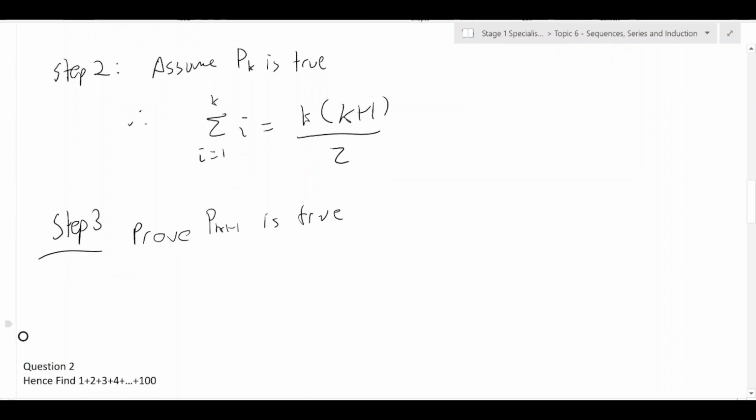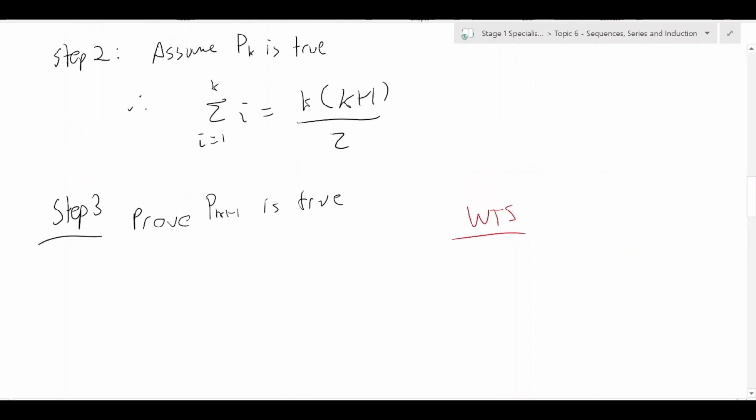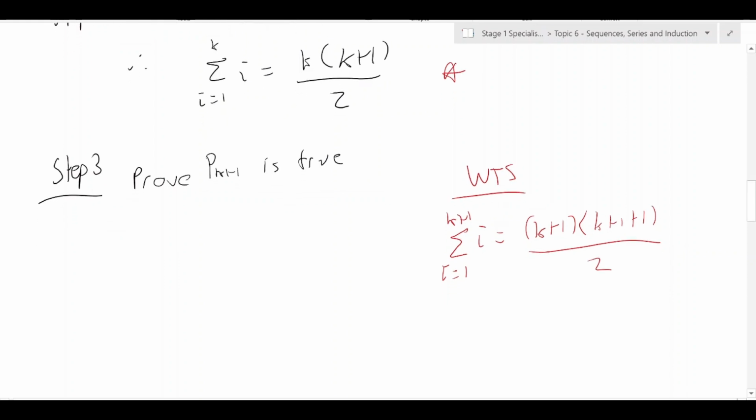So when we do this step, I always do a "want to show." What do we want to show? I want to show essentially this statement here, but with k plus 1 instead of k. So the sum from i equals 1 to k plus 1 of i equals (k plus 1)(k plus 2) over 2. That's what we want to show.